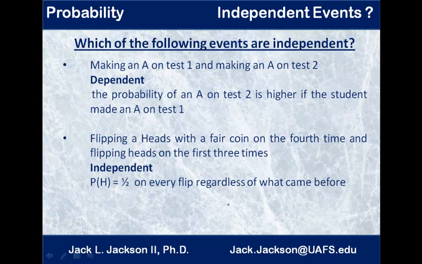Okay, well, making an A on test 1 and making an A on test 2 are dependent events. The probability of a student making an A on test 2 is higher if the student made an A on test 1. They've already demonstrated an A on test 1. They've already shown that they are a little better student, plus knowing the material better on test 1 is going to help increase the probability of a higher grade on test 2. So these are dependent events.